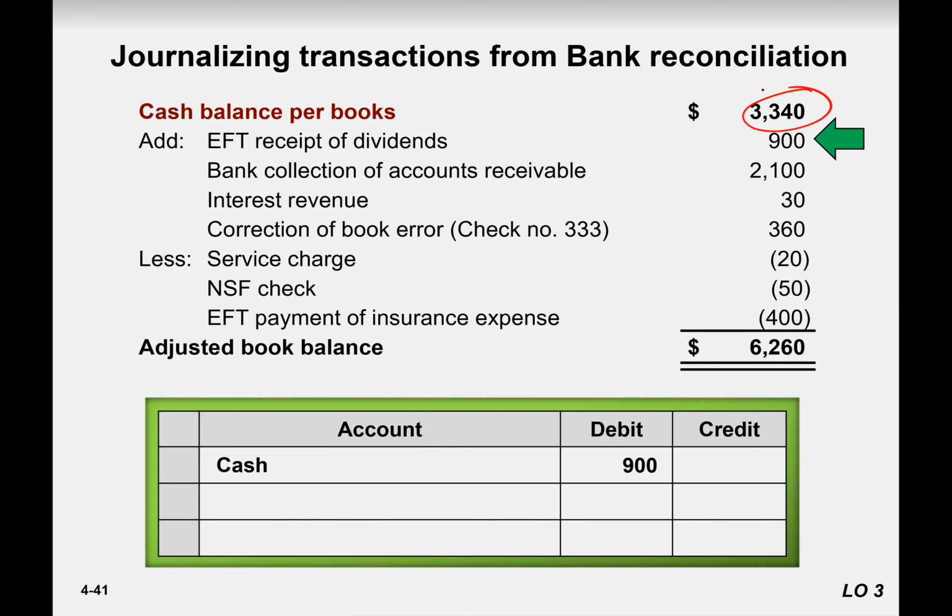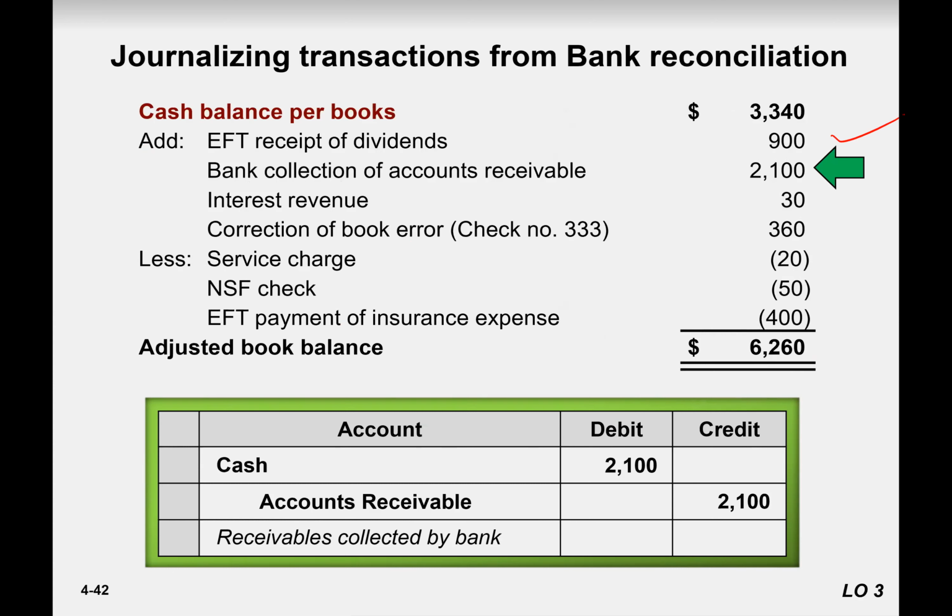This was our cash balance, and what happened? You receive a dividend. What is the entry? Cash to dividend revenue, right? If you pay the dividend, then dividend to cash. You receive the dividend, cash to dividend. You collect from customers. What is the entry? Cash to accounts receivable, simple.